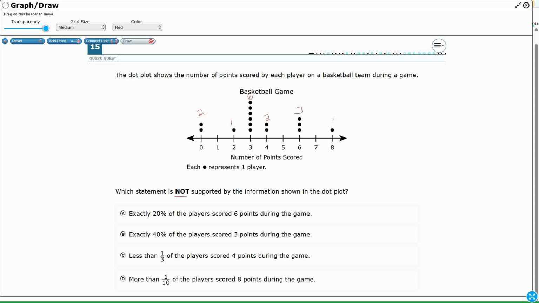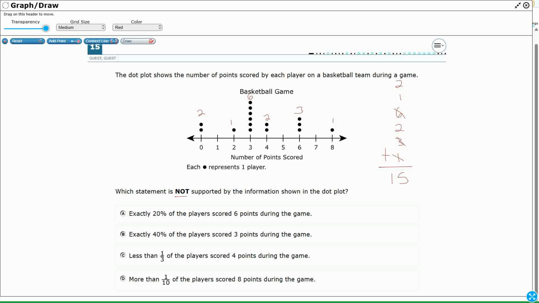Now, let's take a look at this. Exactly 20% of the players scored 6 points. Well, 20% of what? Let's figure out our total. So if I'm going to add 2 and 1 and 6, 2, 3, and 1, we can add and see how many total we have. I've got 6, 3, and 1 make 10. So it looks like I've got 15. We can also just count the old way. 1, 2, 3, 4, 5, 6, 7, 8, 9, 10, 11, 12, 13, 14, 15. All right, so 15 is our total.